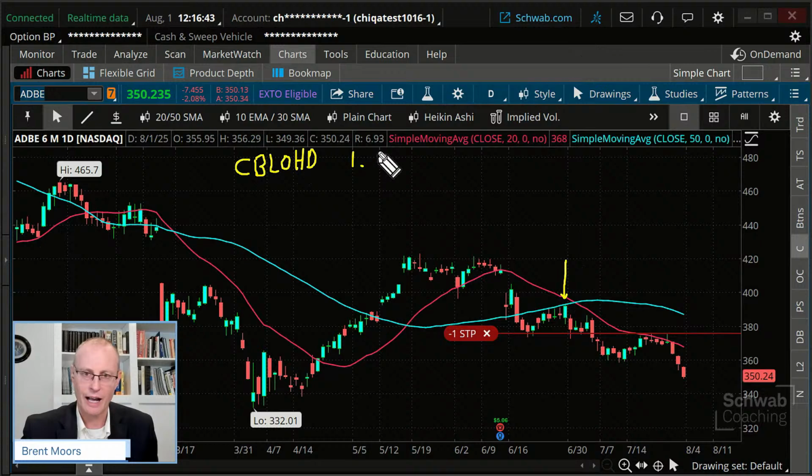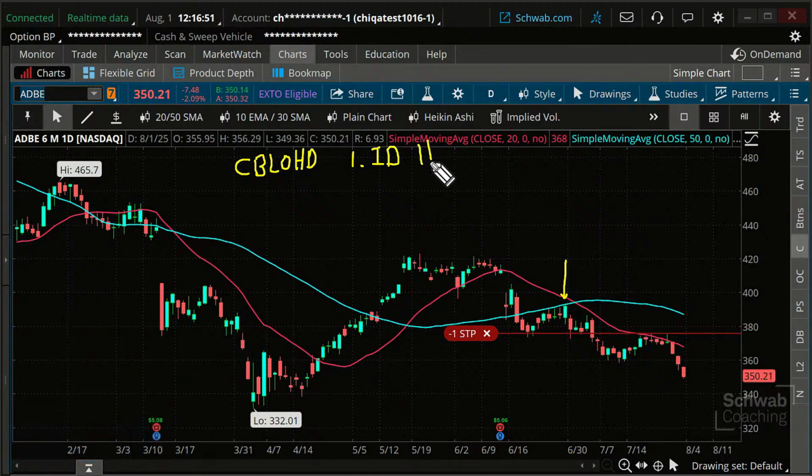So I'll do these, close below the low of the high day. First we're going to identify, I'll just write ID. I'm going to abbreviate just a little bit here. We're going to ID the high day, okay? That's the first step. Second step, we're reversing it. Remember, when we were doing a close above the high of the low day, we're identifying the low day. Here we're identifying the high day.